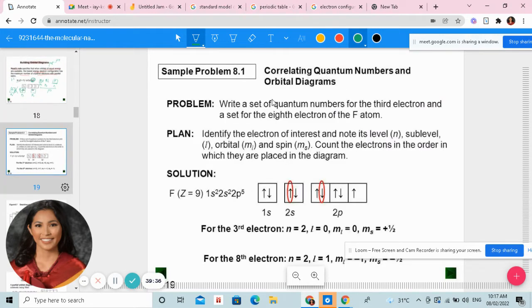So this time, correlating quantum numbers and orbital diagrams. If we have fluorine, the configuration is 1s2, 2s2, 2p5. Here we write 1s, 2s, 2px, 2py, 2pz. The first electron is in 1s, 1s2. For the next, where do we place it?